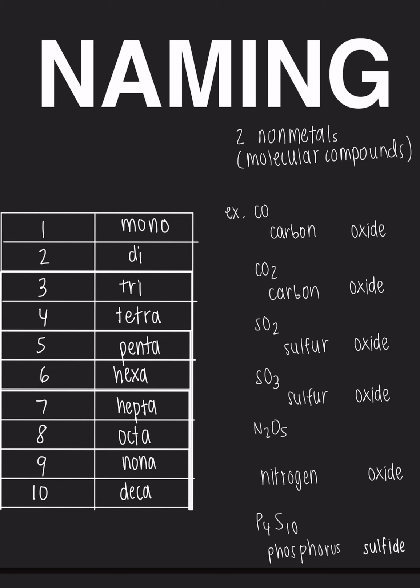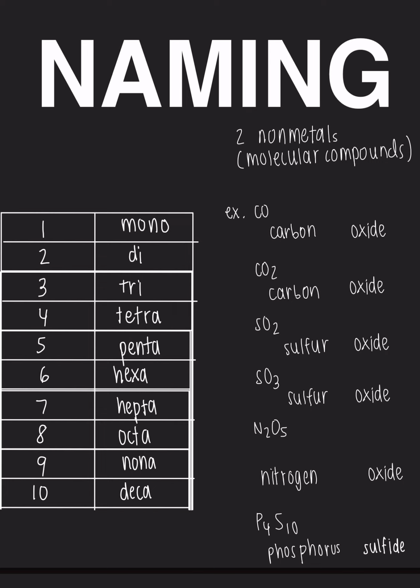So with all that being said, let's get into this video. Again, the naming is for two nonmetals. If you do not know what a nonmetal is, go check out my video on the periodic table. An example of a nonmetal would be oxygen or nitrogen or fluorine. So go check that out.